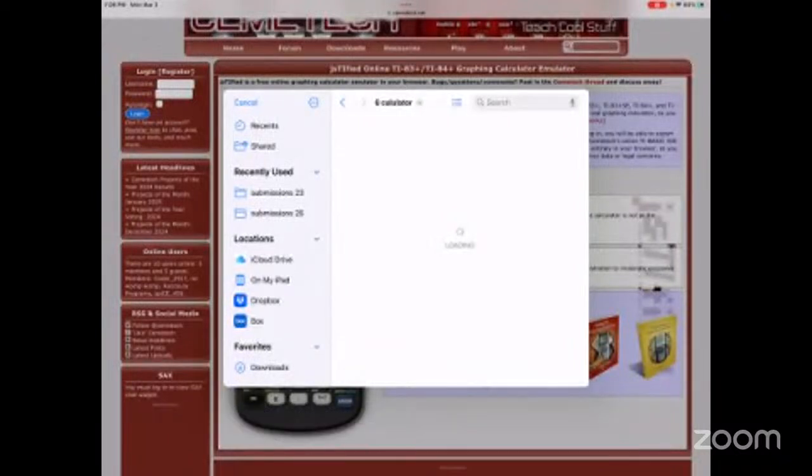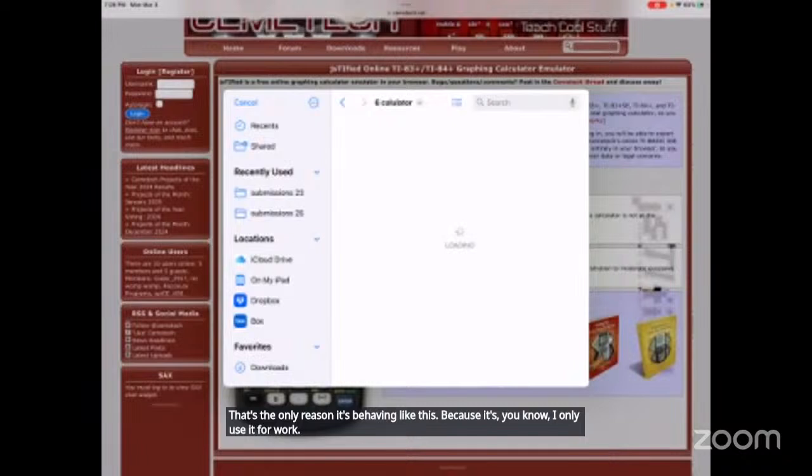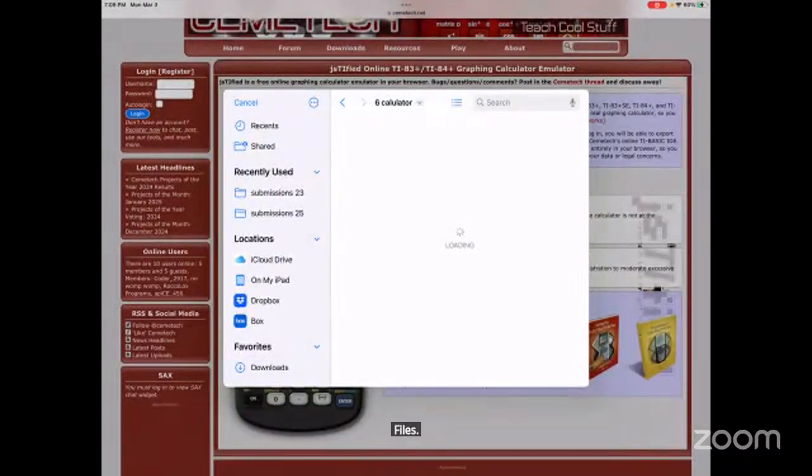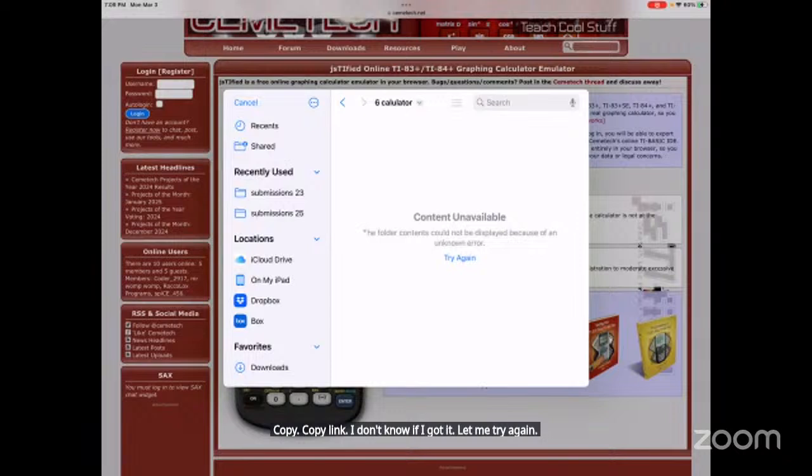Let me see. Come on. That's the only reason it's behaving like this, because I only use it for work. Files. Yeah, this is them, because on my phone it's working. I think it's this one. I want to copy this. Share. Copy link. I don't know if I got it. Let me try again. Copy. Share. We've got five minutes. Copy. Okay, hopefully it'll allow me to paste. Hopefully the handoff. Oh, there it is.